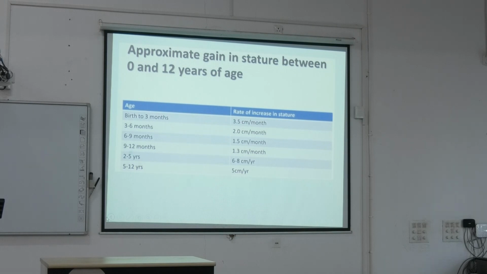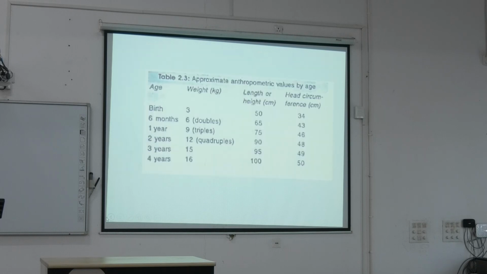Approximate gain in stature between 0 to 12 years. So this is again the table. I'm not going through it. You can take a photograph, it may come in MCQ, so remember it. One thing to be noted is that you see here 5 centimeters per year, around 5 to 12 years. After the child goes into adolescence, the height rises in a growth spurt. It's called growth spurt. Yes, you can see it in the graph also.